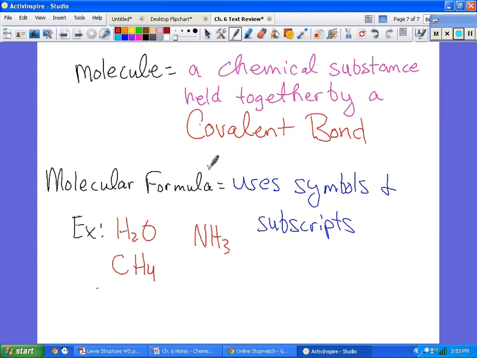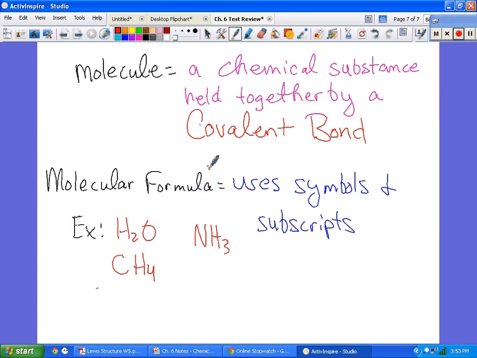Okay. Hydrogen's the exception. It's a non-metal. It looked like a Ti on your thing. My bad. All right, so hydrogen is a non-metal. Oxygen's a non-metal. It's a covalent bond. So that's a molecular formula.